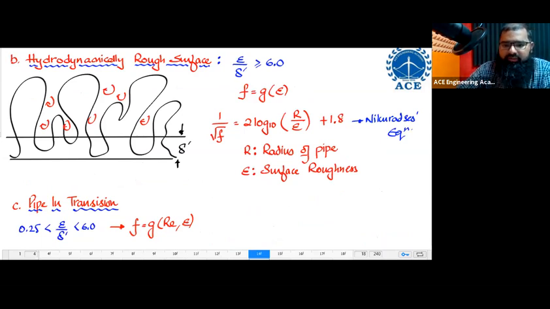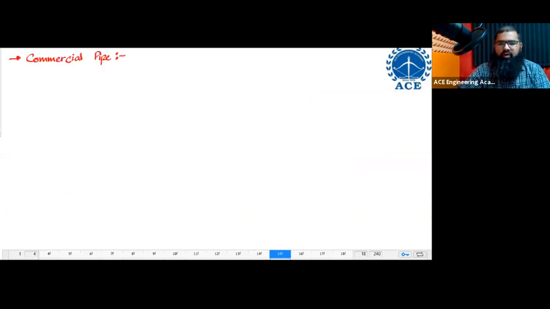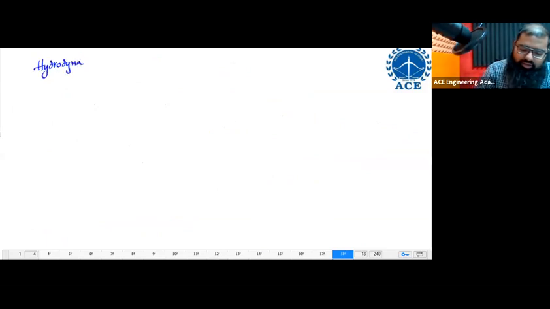Someone is asking me regarding what is the word hydrodynamic over here. What is the meaning of hydrodynamic? That is a very good question actually. Before going to commercial pipe, let me discuss the word hydrodynamic. Why are we not just saying smooth? Why are we not just saying rough? Why are we saying hydrodynamically smooth, hydrodynamically rough? I'll give you the reason why.